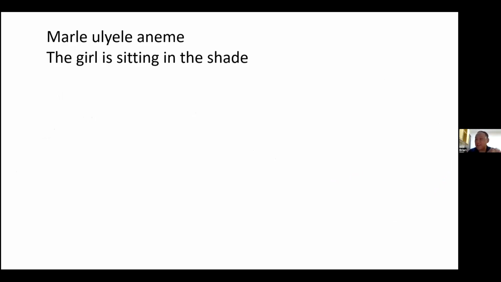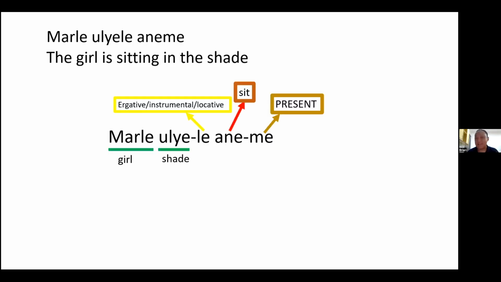The E is actually the sound, close enough to French, but it's often dropped, and you pronounce it smoothly in one way, unlike in Warlpiri where you pronounce words clearly. So it's marlulialanam or something like that. Marlulialanam. Okay, so the girl is sitting in the shade, and if you break it down, it's very similar to how it works in Warlpiri. Marla is the word for girl. Ulya is a shade. Ulyalla is in the shade.